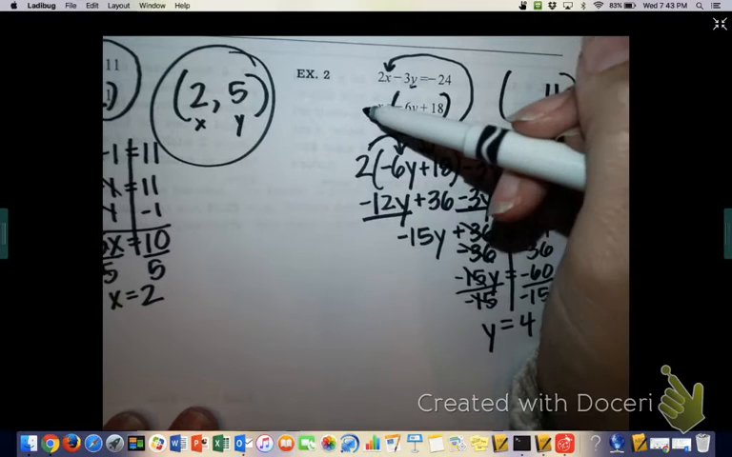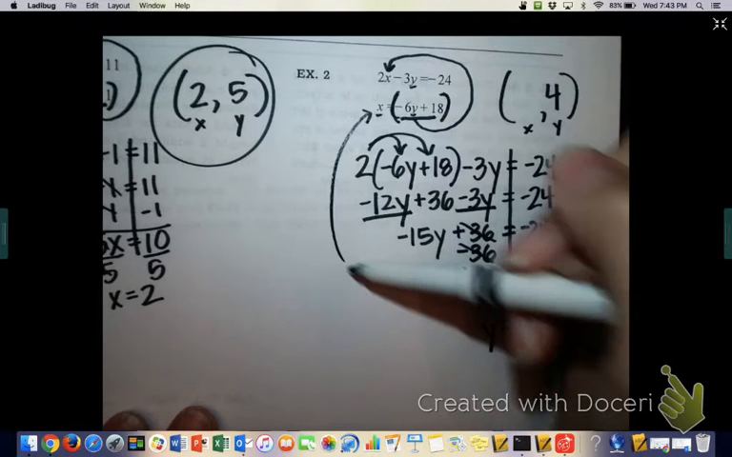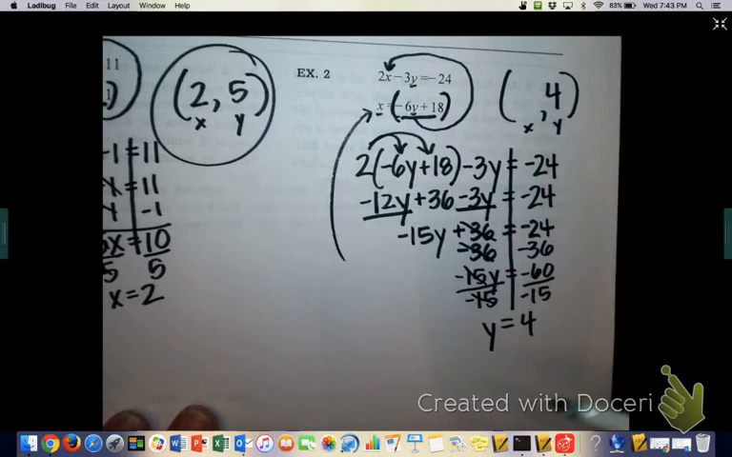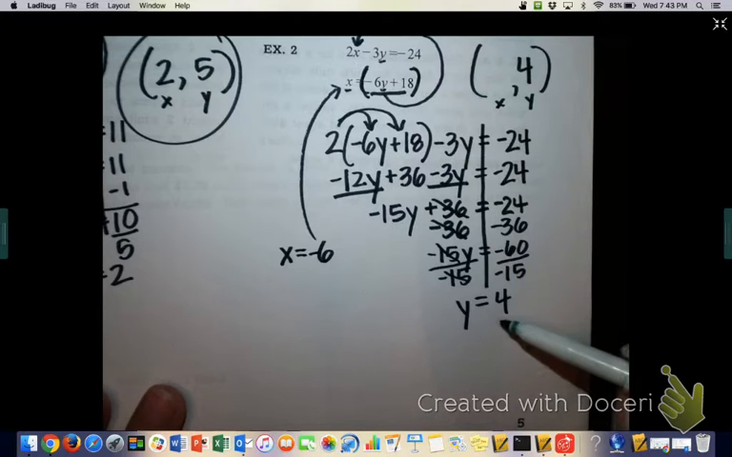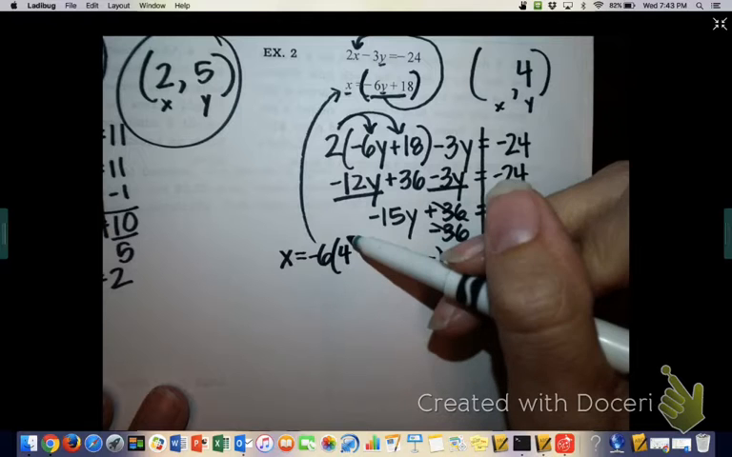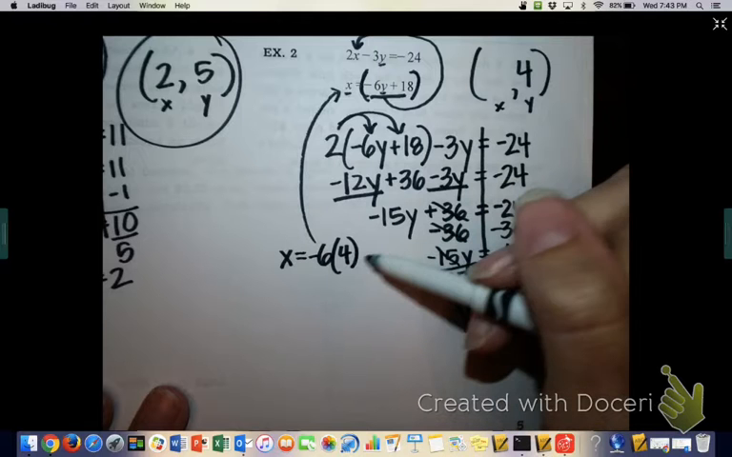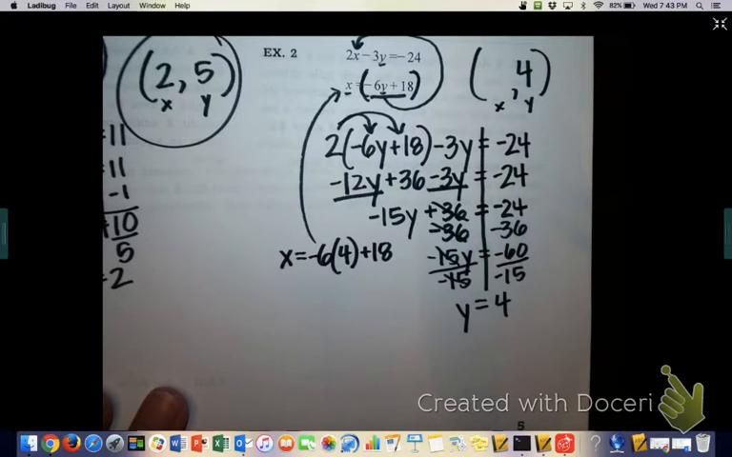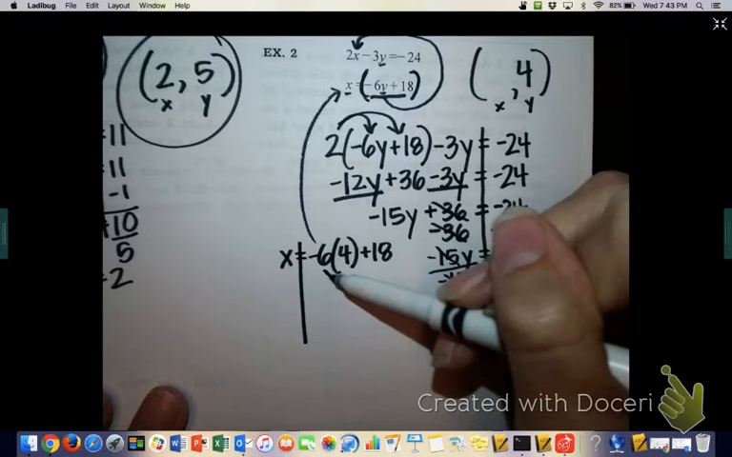So I'm going to use this equation. Now I've got a lot of arrows on here now. X equals negative 6, not y. We solved for y. We know y is 4. So times 4 plus 18. All right. Negative 6 times 4 is negative 24 plus 18.